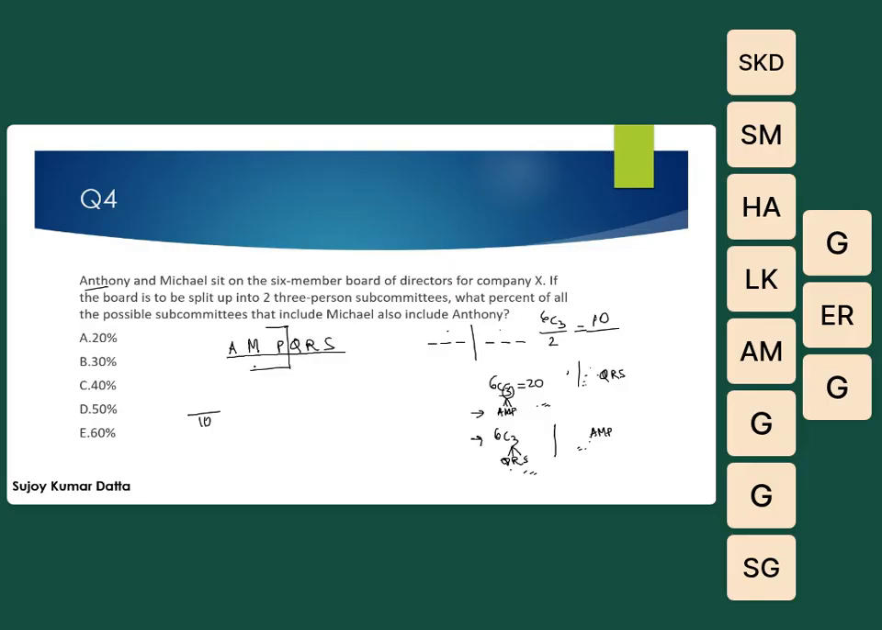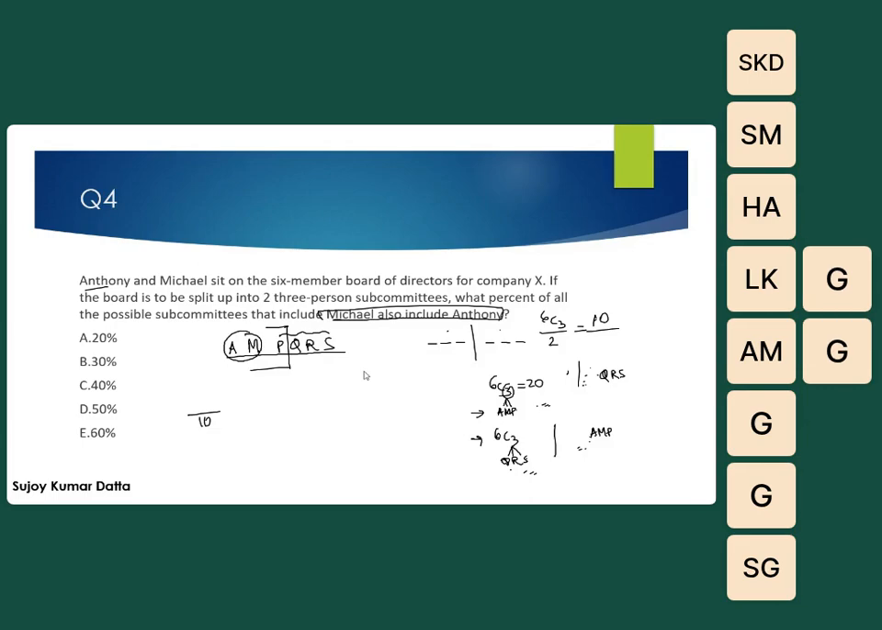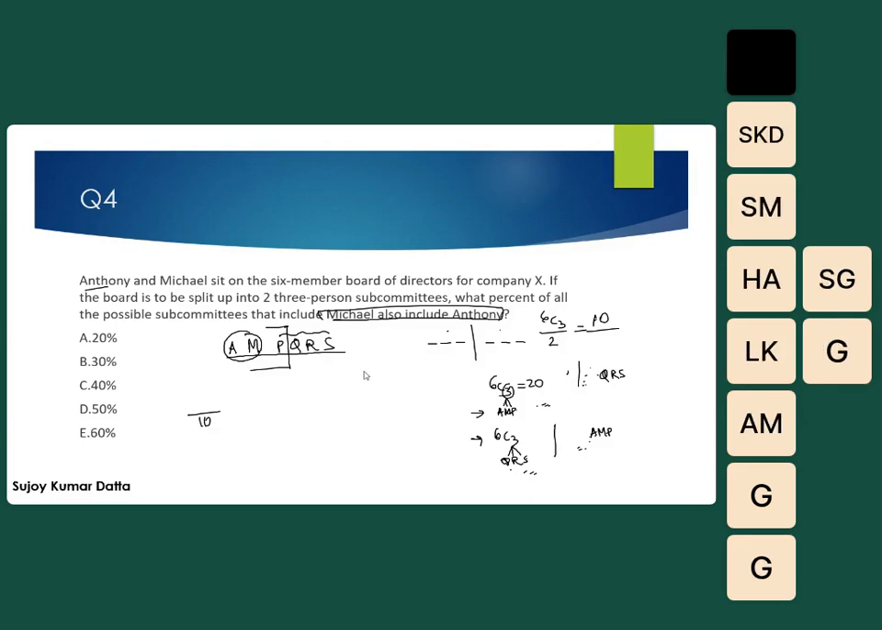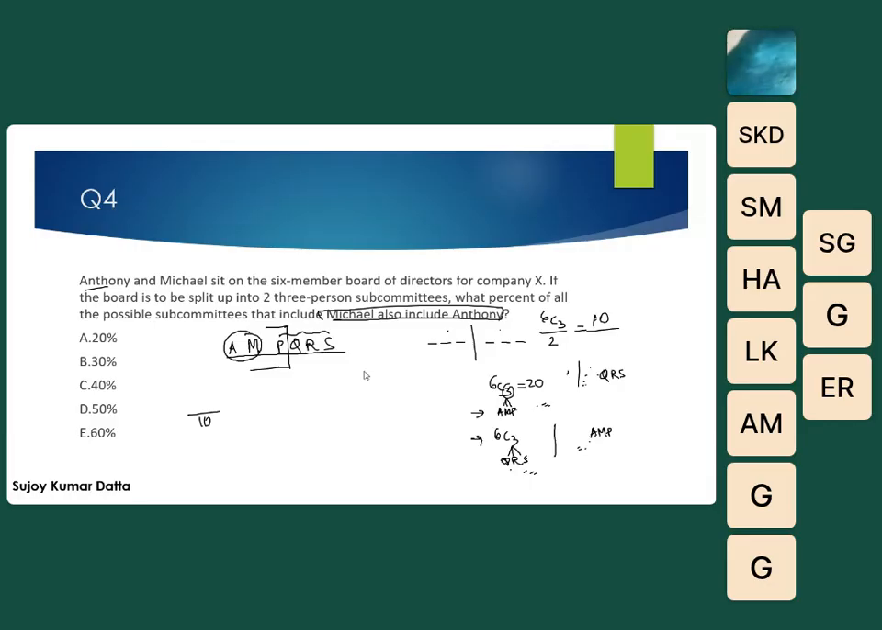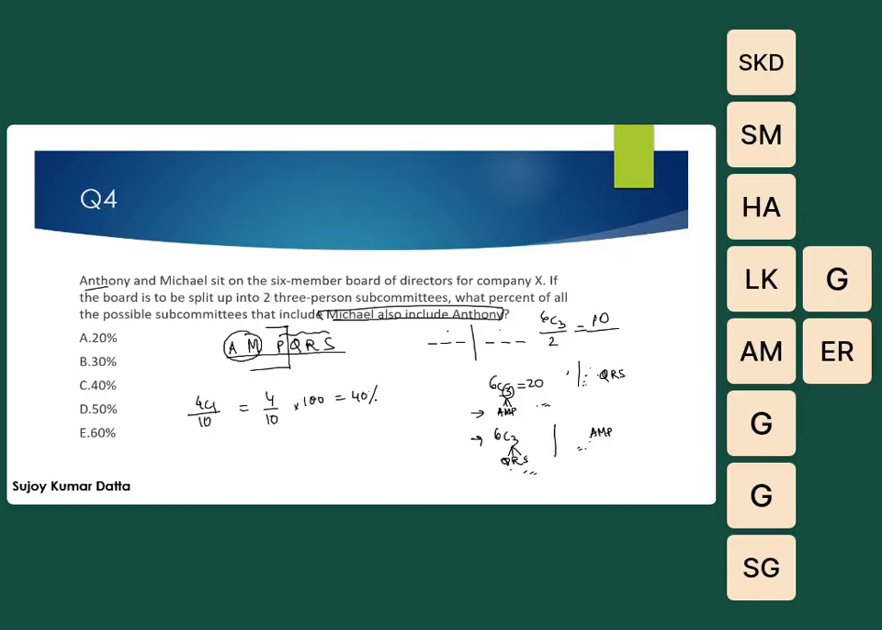Now you have to figure out the favorable. What's the favorable question? M and A should be together. So if A and M are together, I just need to select one out of the remaining four people who will be with them. So 4C1. My answer is 4 out of 10. They are asking me to answer in terms of percentage because all the answers are in percentage. So multiply with 100, and you have 40%. That is the third option.